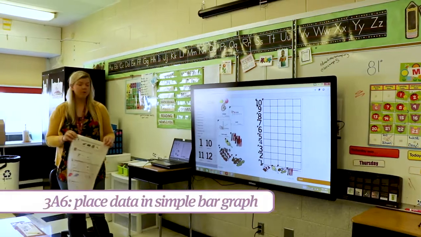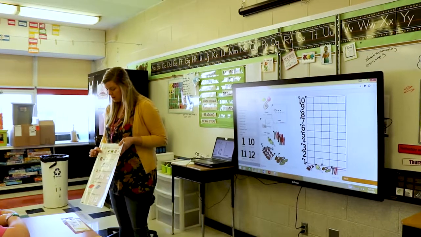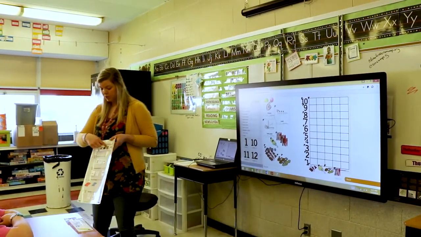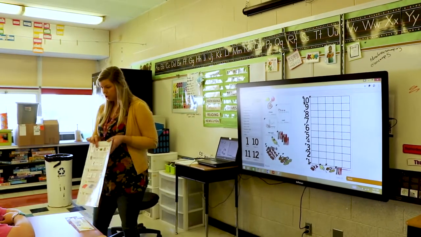Alright, do you guys remember we made this yesterday? We made our SOLVE poster, we made our data chart, we learned about that, and then we learned the different categories that we had for the data. And so we used, do you know what this is, Val?